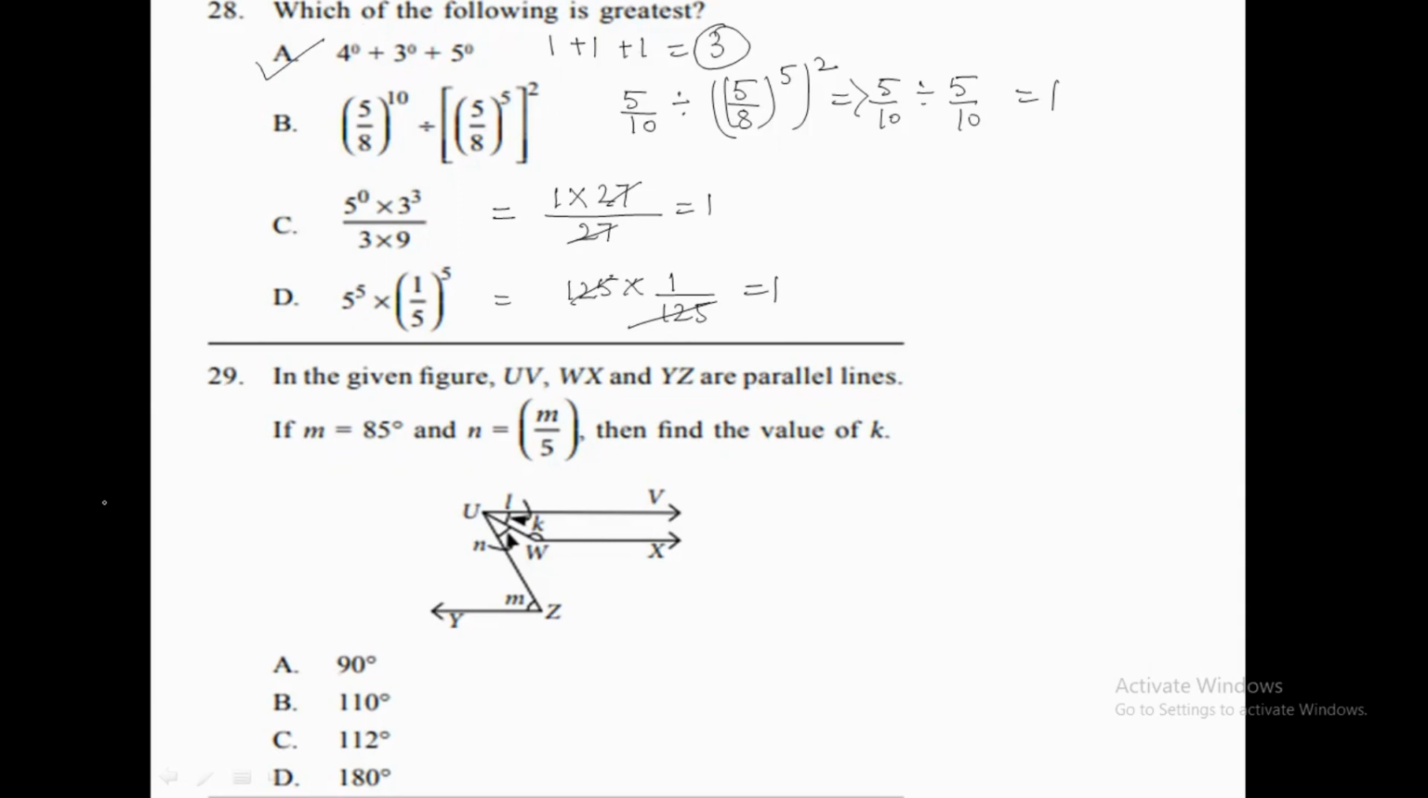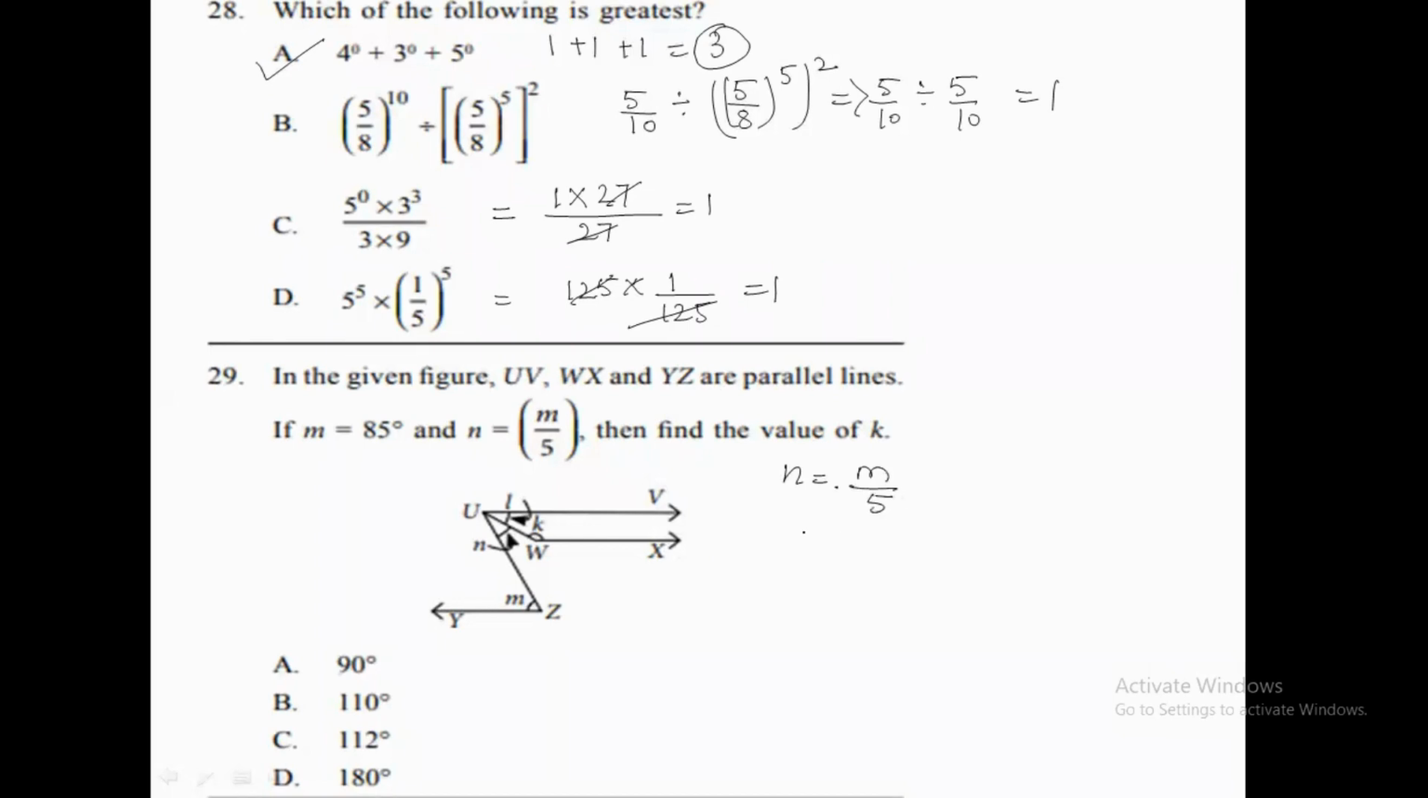In question number 29, we need to find the value of K. What we can see over here is that UV, WX and YZ are parallel lines. Angle M is given over here, which is 85 degrees, and N is equal to M divided by 5.